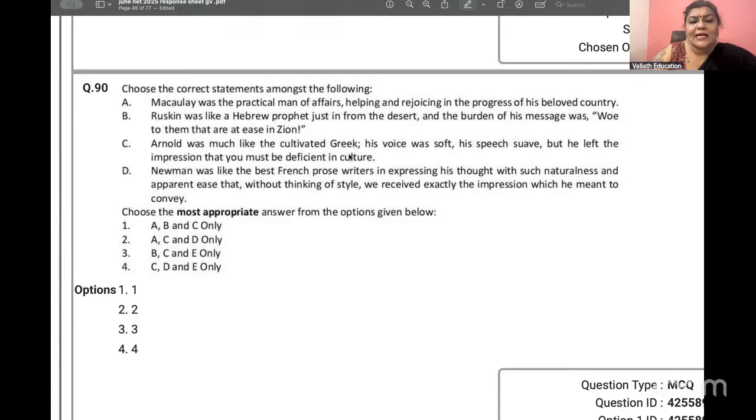Arnold was much like the cultivated Greek. His voice was soft. He was a very classical man. Very serious. Maybe correct. Newman was like the best prose writers in expressing his thought, maybe with naturalness. Correct hoga, meaning you don't know for sure, but maybe. But B looks a little wrong because this doesn't match with what you know of Ruskin. And that is the answer. B is wrong. A, C, D.